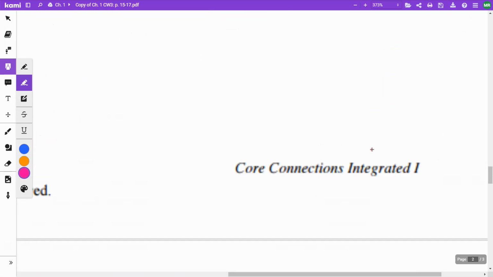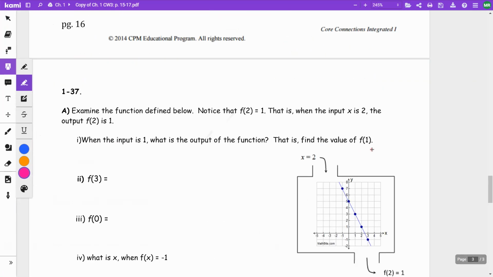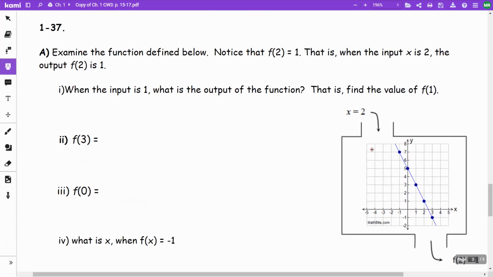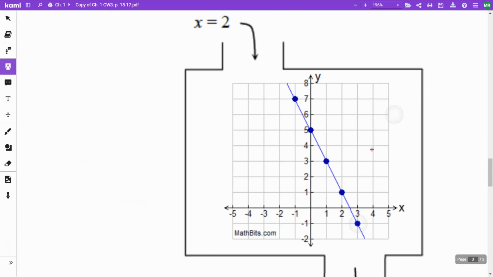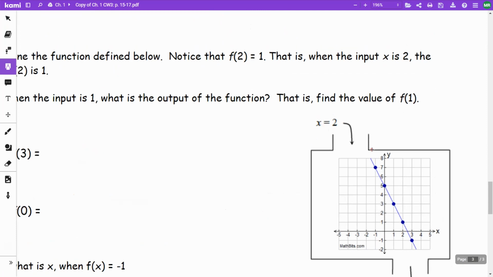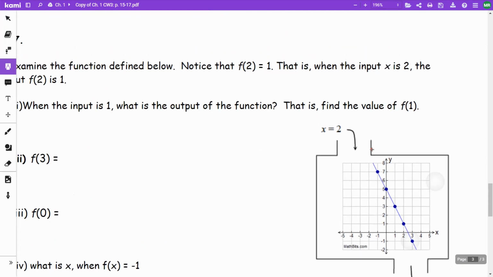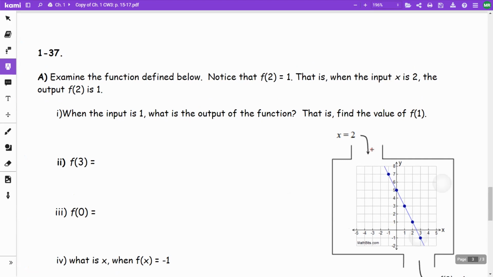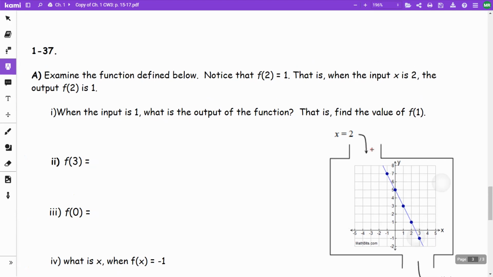Okay, on the next page, it says examine the function defined below. Notice that f of 2 is 1. So in this situation, we don't have a function machine with an equation. We have a function machine with a graph, okay, of a line. This is actually a line. And so it says, notice that f of 2 equals 1. That is, the input x is 2, then the output f of 2 is 1.